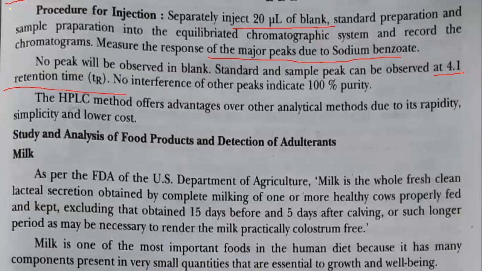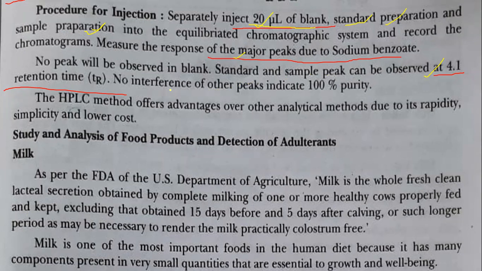So procedure for injection: separately inject 20 microliter of blank, जे की स्टँडर्ड ब्लँक ज्याच्यामध्ये बोरिक ऍसिड नसणार आहे, स्टँडर्ड प्रिपरेशन and the sample preparation. पहिला हा ब्लँक पास करा, नंतर स्टँडर्ड पास करा आणि नंतर सॅम्पल पास करा. ओके, so and let the chromatography record the chromatogram. So we are going to measure the response over there, and if we get the peak with the retention time 4.1, that indicates the presence of boric acid in the sample.